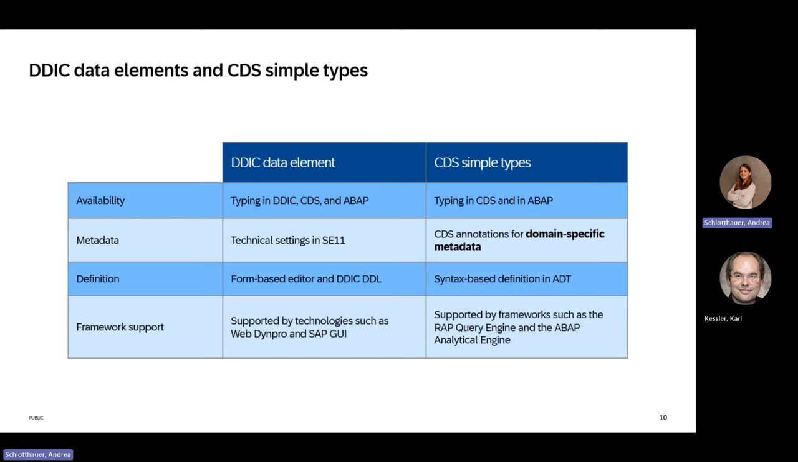Here you can see a comparison of the old Datic data elements and CDS simple types. So Datic data elements can be used for typing in the ABAP dictionary, for example, for the fields of database tables and for typing in CDS and ABAP. Simple types, on the other hand, can be used for typing in CDS and ABAP, but not in ABAP dictionary.